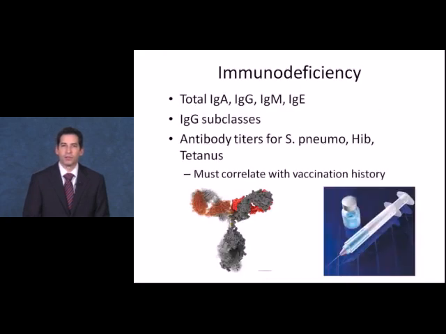Another special case is immunodeficiency. Children with relative immunodeficiencies are at higher risk for infections, especially ear infections, sinus infections, and pneumonia. And in cases where there are refractory ear infections or sinusitis that are not responding to numerous recommended treatments, an immunologic workup may be appropriate, including total IgA, IgG, IgM, and IgE, with IgG subclass measurement and antibody titers for strep pneumo, Haemophilus influenza, and tetanus to correlate with vaccination history and assess the patient's immunologic response to their vaccination.